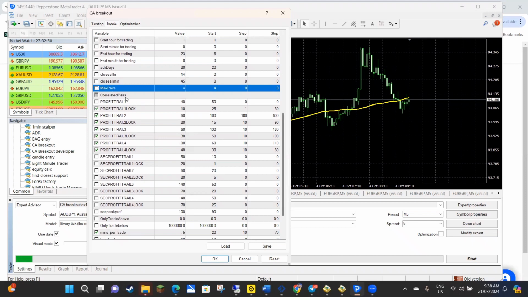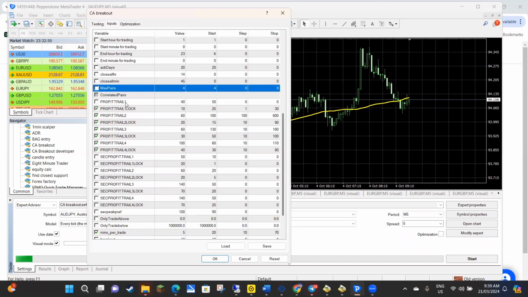Now, at the moment, this next section is a little messy, but they're all part of the template, so you won't have to play with them anyway. But we've got four sets of profit locks, depending on how many trades you have open on that pair. So we've got profit trail 1 and profit trail 1 lock. So these two work in concert together.